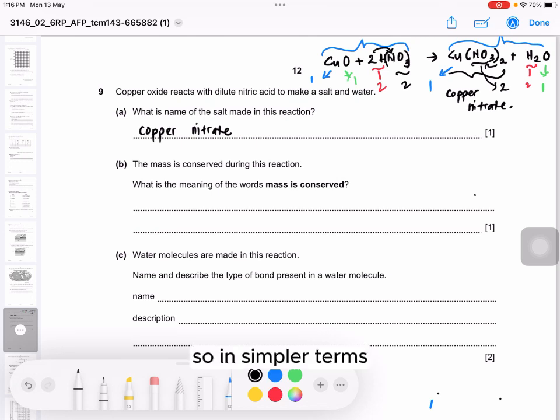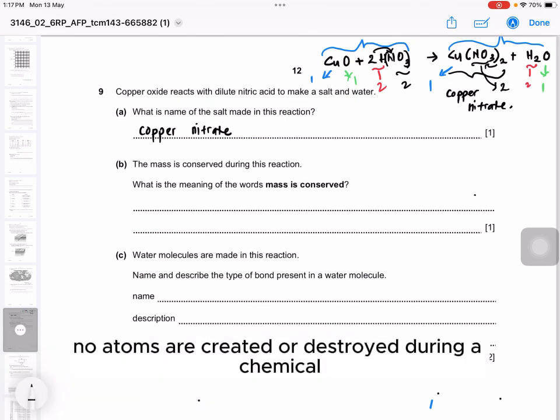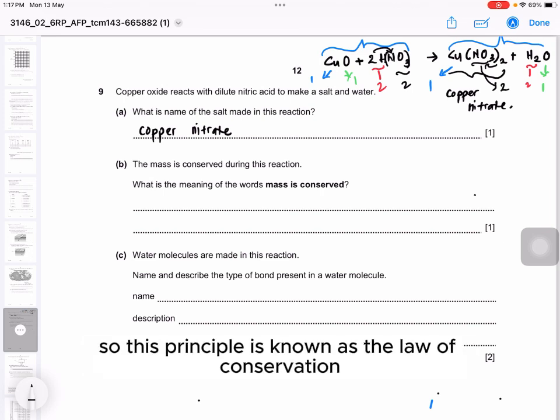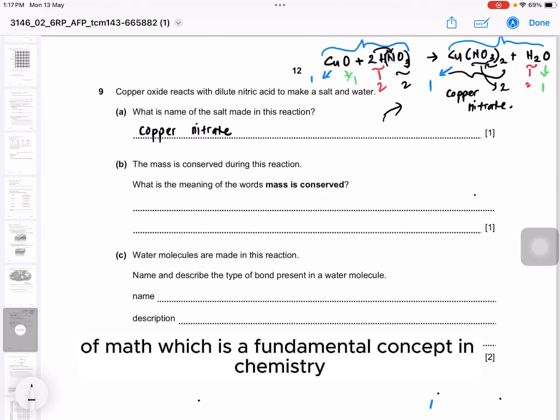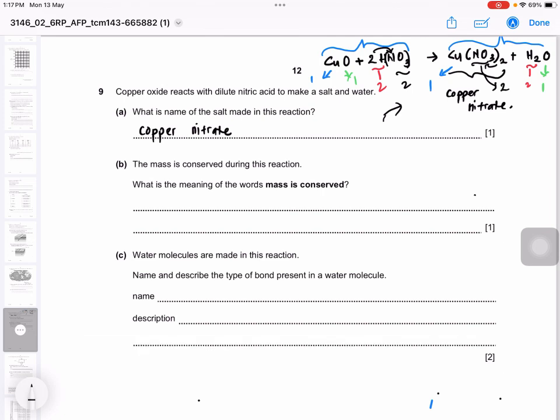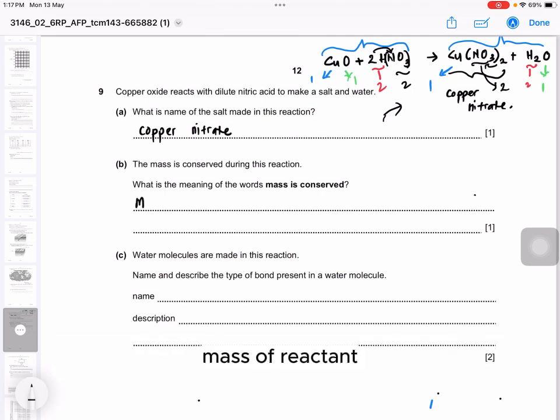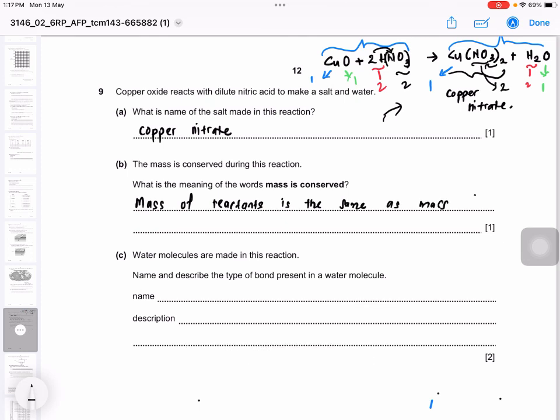So in simpler terms, no atoms are created or destroyed during a chemical reaction. They are rearranged to form new substances. So this principle is known as the law of conservation of mass, which is a fundamental concept in chemistry. So now what is the meaning of the words mass is conserved? Mass of reactants is the same as mass of products.